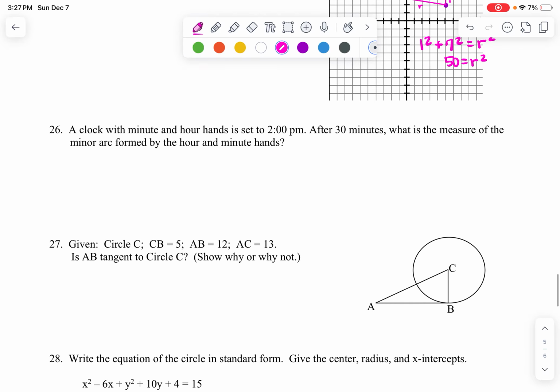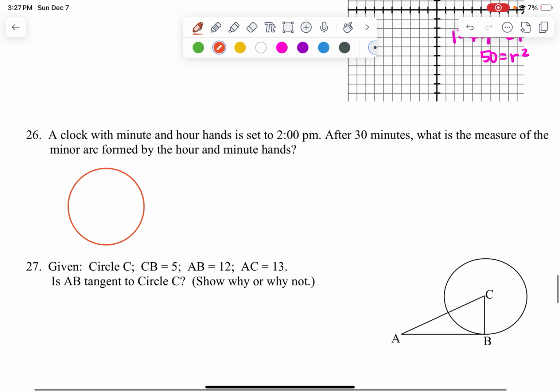All right, number 26. A clock. Oh, clock math. You know how much I love it. So clock math is basically saying at 2:30, what is the angle formed? Well, 30 is a nice, easy one, right? We did harder ones in class. But 2:30, I'm just going to write. That means my hour hand is going to be halfway between the 2 and the 3, but my minute hand will be here. So we're looking for the measure of this angle because that would be the measure of this arc, right?